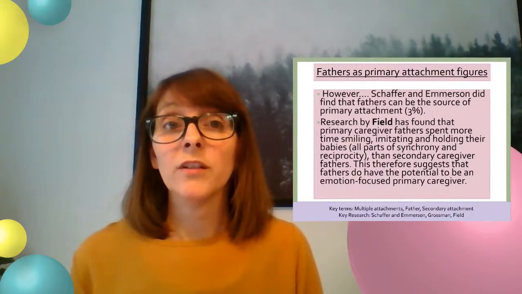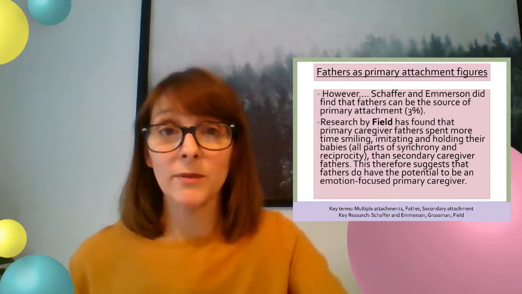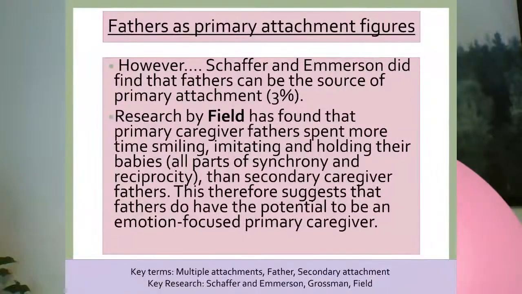Next, we've got the father as a primary attachment. In terms of primary attachment figures, Schaffer and Emerson did find that 3% of infants early on had a primary attachment to their father, and we've got research to support fathers as primary attachment figures from Field. So Field found that primary caregiver fathers actually do a lot of the same behaviours as primary caregiver mothers. So they hold their babies, they smile and they imitate their babies, and all of these things are important for synchrony and reciprocity.